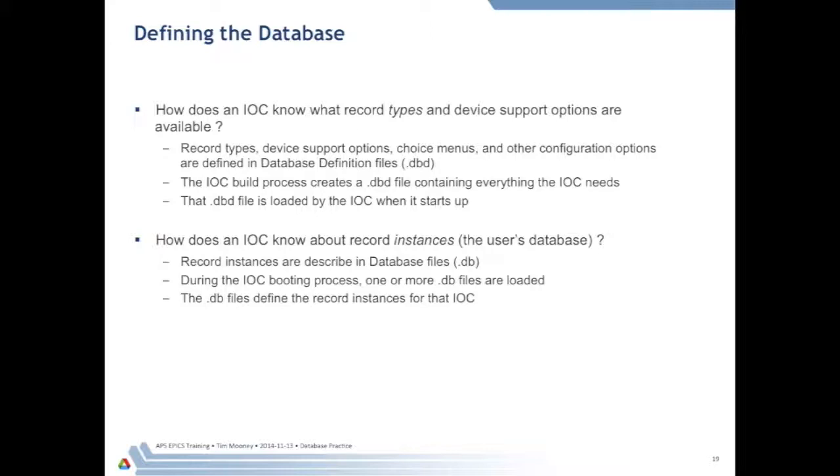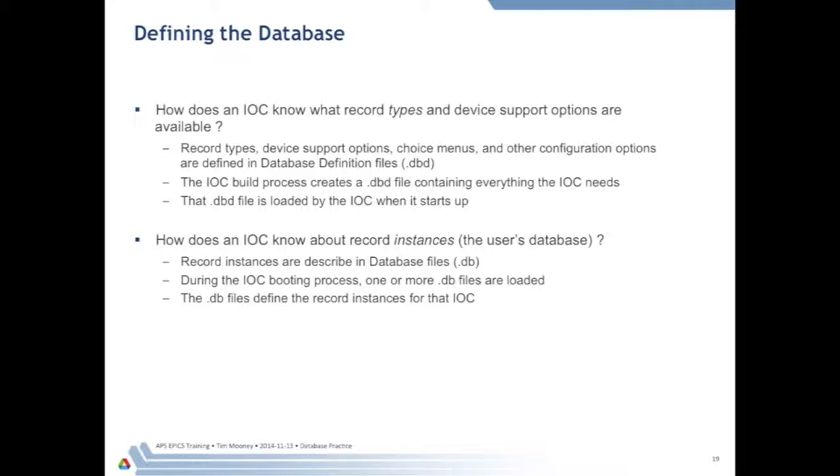Everything about record types and the device support that goes along with them, and any menus that are required by fields in the record type, and other configurations, they're all defined in what's called a database definition file, and those all end in .dbd. So the IOC build, when you actually run make, it builds a DBD file that contains everything. And you can look at that. It's really long, and it's not that interesting, but there's a lot of good information in there.